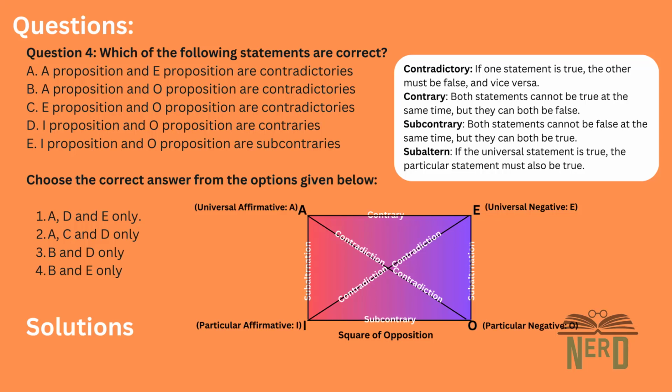E, I proposition and O proposition are subcontraries. This is correct. I and O are subcontraries, meaning they cannot both be false, but they can both be true. Correct answer. The correct answer is... This option correctly identifies the statements that are accurate according to the classical square of opposition.